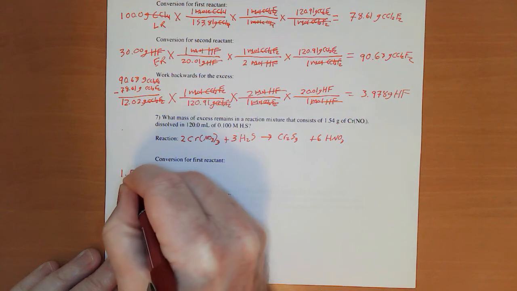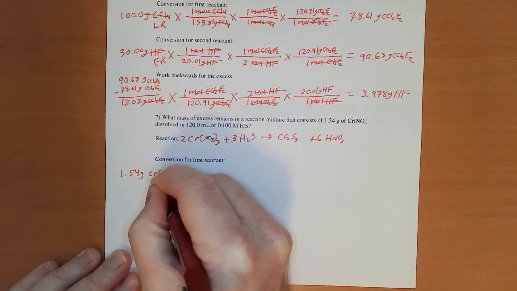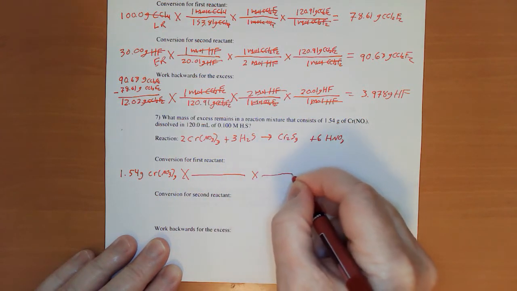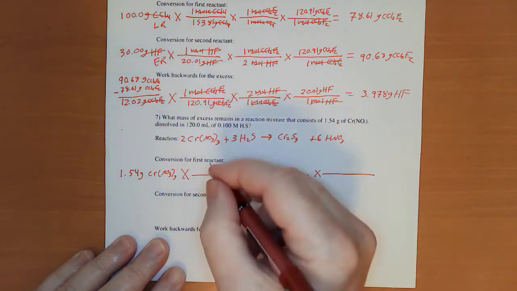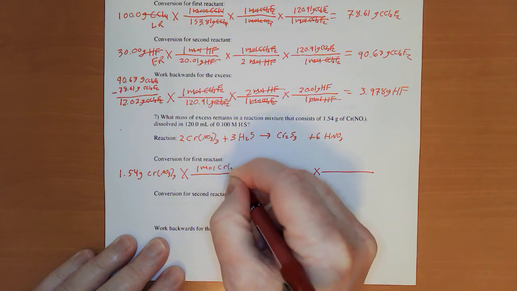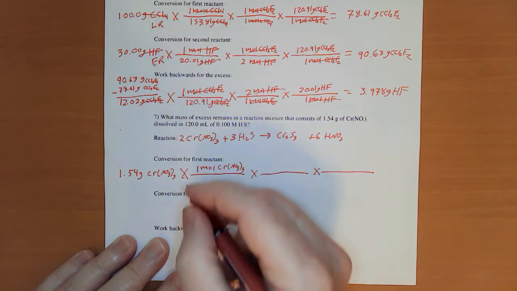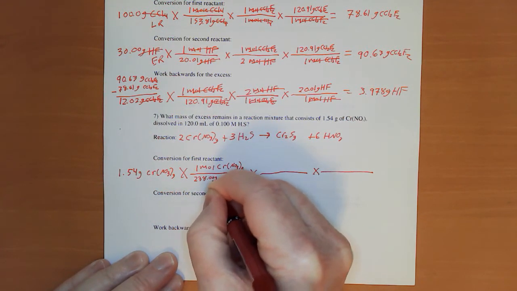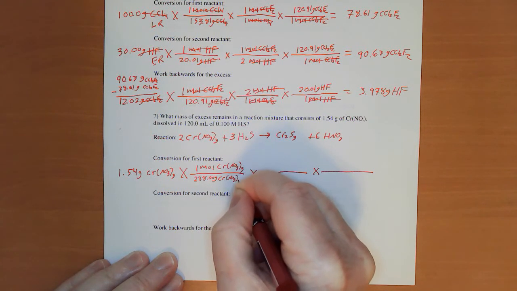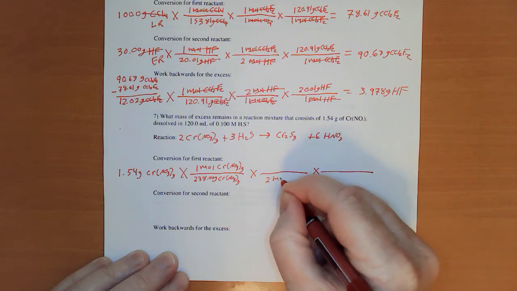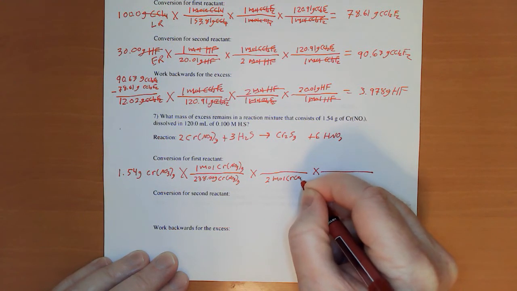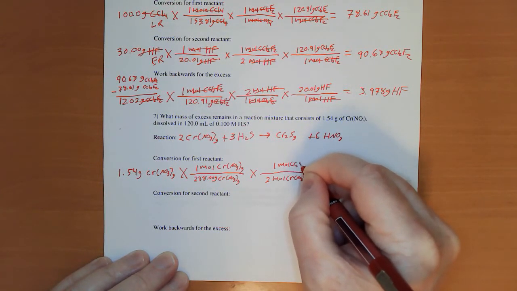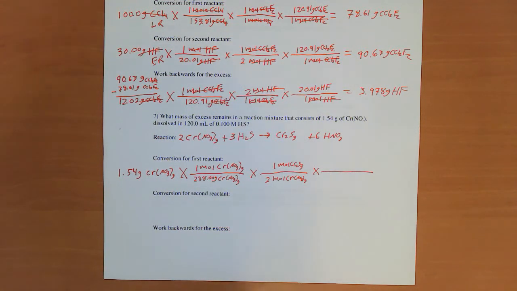So I have my 1.54 grams of Cr(NO3)3 times my 1 mole Cr(NO3)3, 238.00 grams Cr(NO3)3, 2 moles of that from the balanced chemical equation for 1 mole Cr2S3. Now, how did I pick what I was going to work towards?